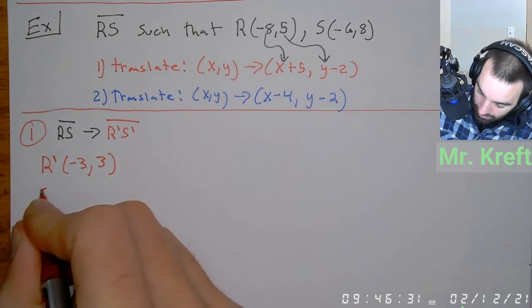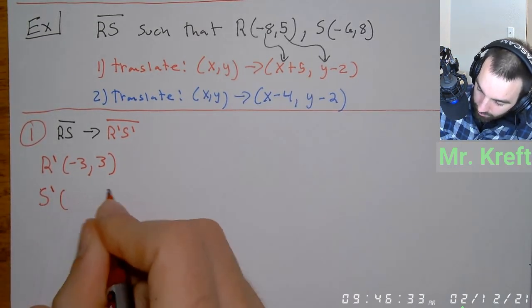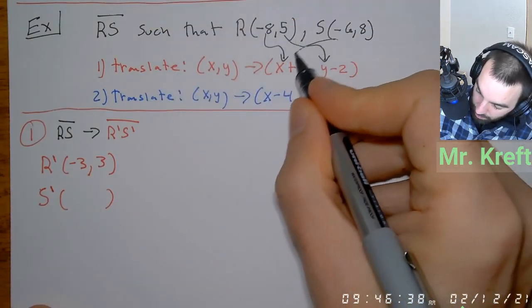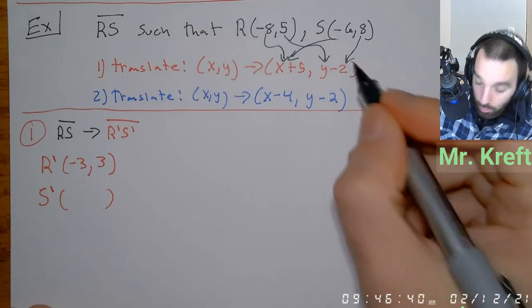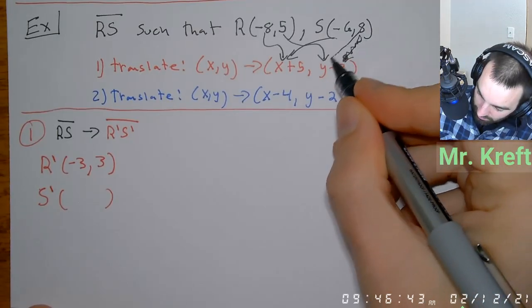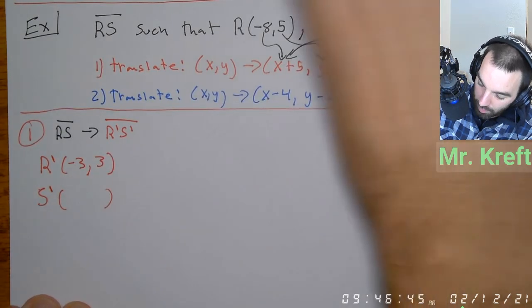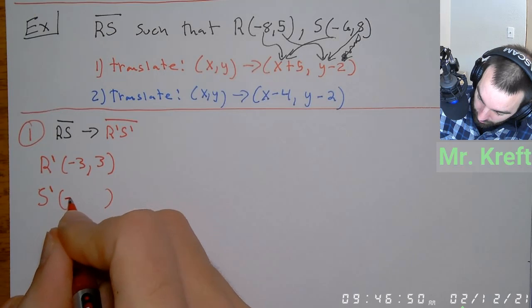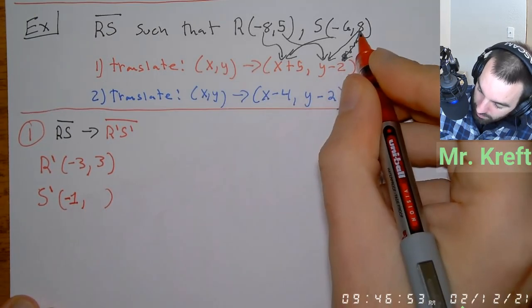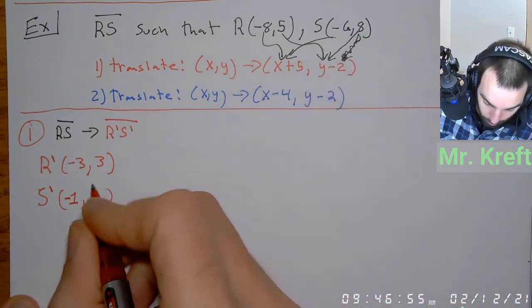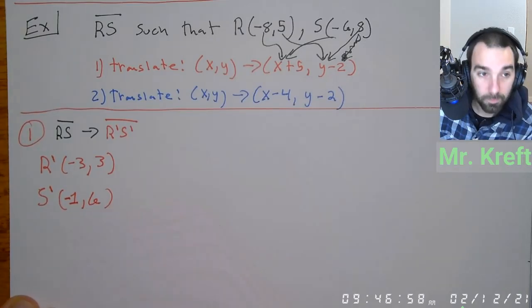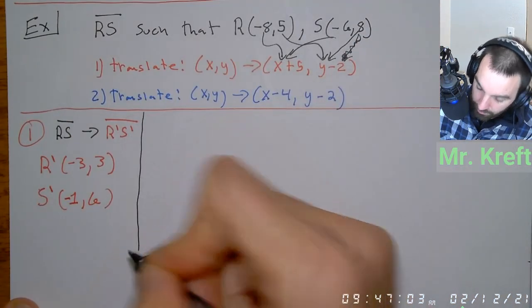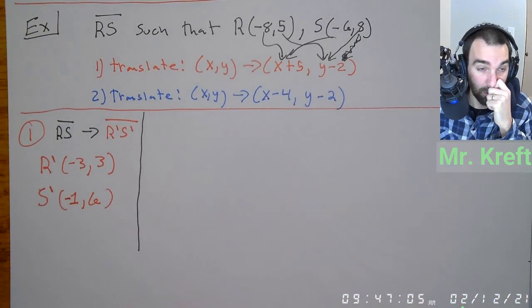Okay, and then I'm going to find my S prime by taking -6 and plugging it in for X, and I'm going to take 8, oops, not plug it in for 2 though. I'm going to take 8 and plug it in for Y. So I'm going to get -6 plus 5 is -1, and then 8 minus 2 is +6. Okay, so there it is. Those are my coordinates for my new one.